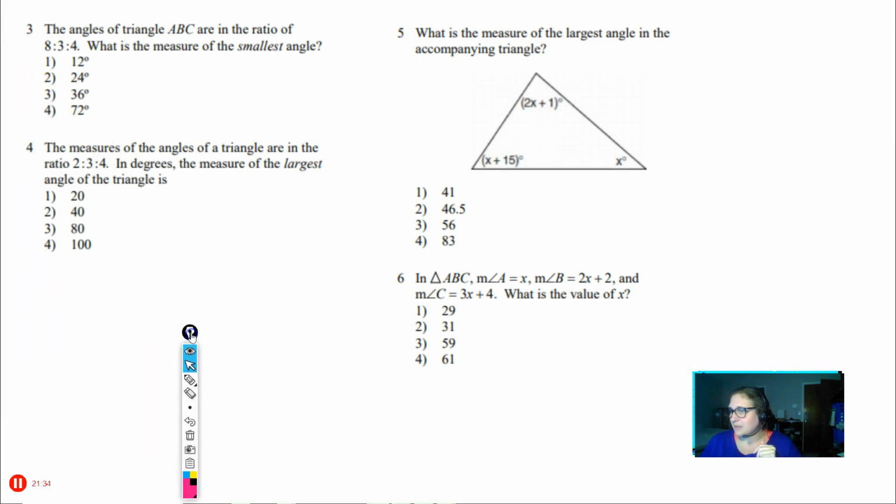Okay, here's an example of the first question. First question says, the angles of a triangle are in the ratio of 8 to 3 to 4. What is the measure of the smallest angle? Now, what I haven't really talked to you about before is the smallest angle if we have this being all equal parts. And I don't think you're going to see this type of question on your test, but I still want to go over it because you might see it on the EOC.